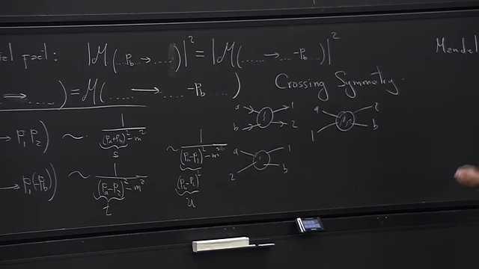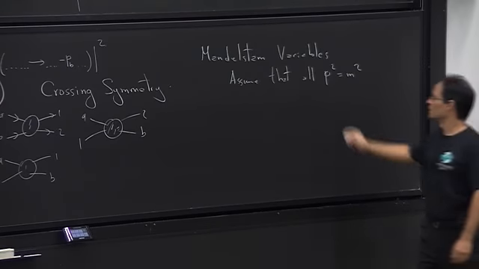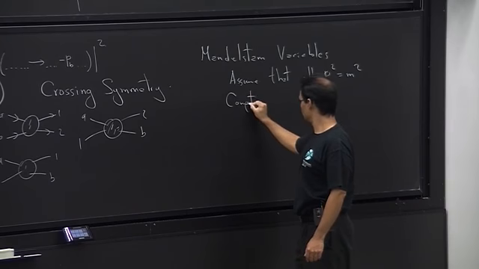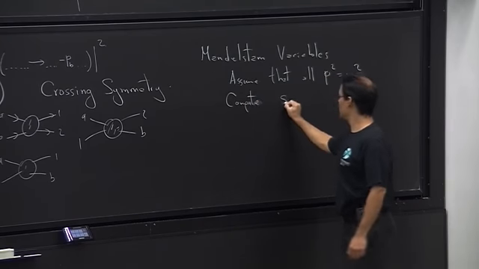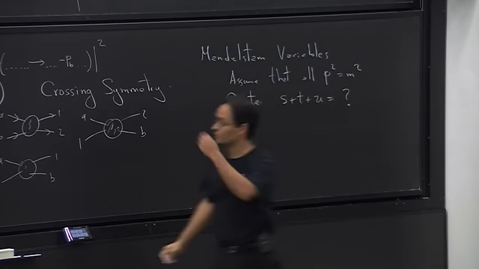They are not all independent, so assume that all P squares give you the same M, and compute S plus T plus U. That's an exercise for you.